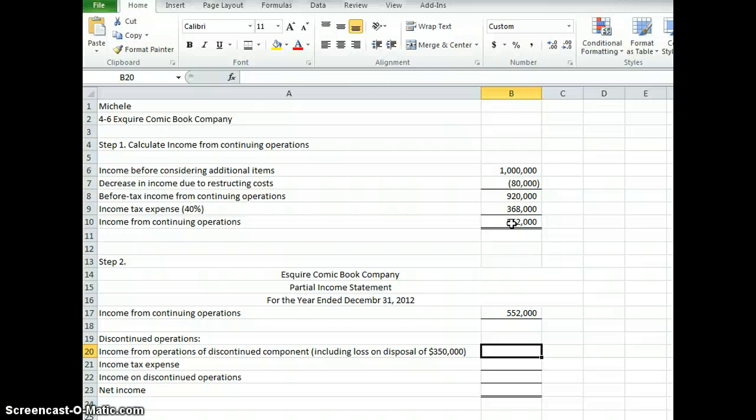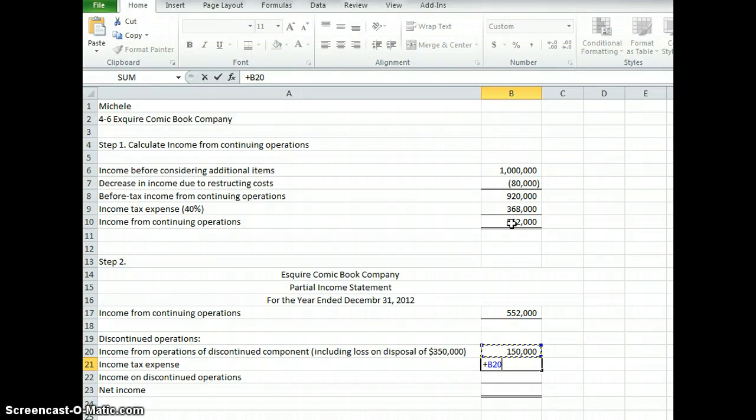So what is that telling you? It's telling you that if they had continued operations, they would have made income of $500,000. But by disposing of this division, they lost $350,000. Net those 2 numbers together, that's all you're doing. So $500,000 minus $350,000 is going to equal $150,000. And that's the net effect of your discontinued operations. That's before taxes. So now let's tax affect that.